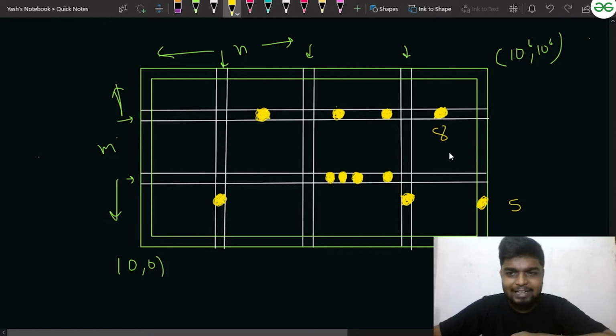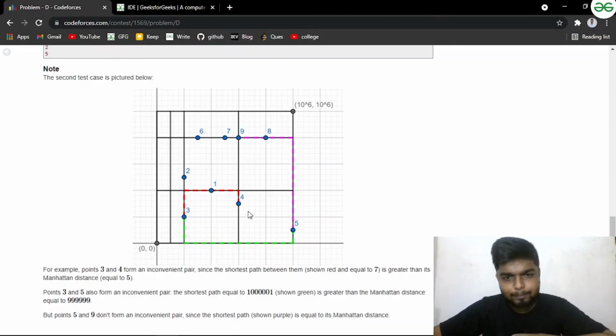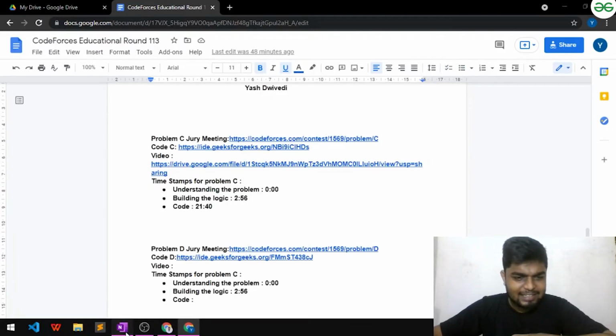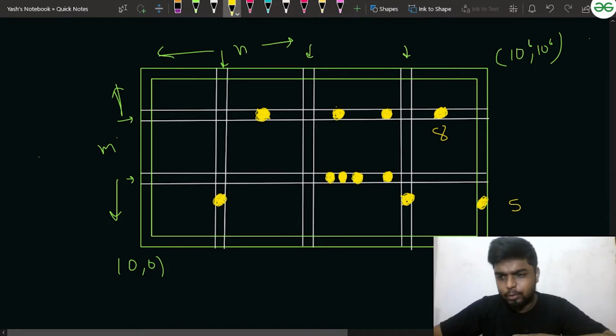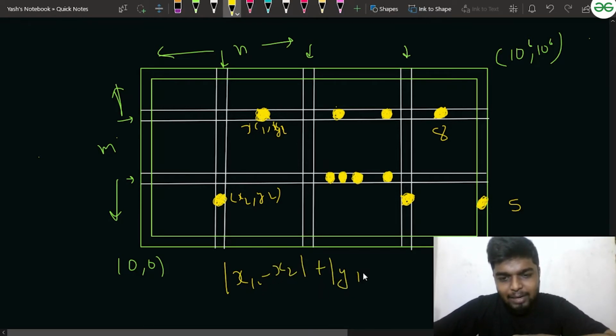So what would be the Manhattan distance between them? Let's take a case where I'll show you what the Manhattan distance actually is. Let's suppose this point was (x1, y1) and this point was (x2, y2). So the Manhattan distance will be mod of x1 minus x2 plus mod of y1 minus y2, right?